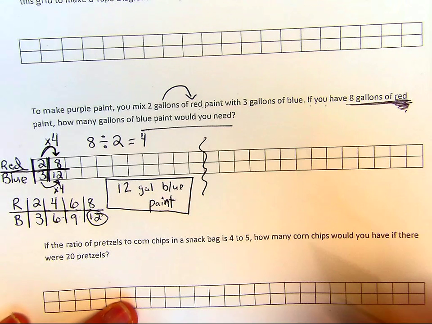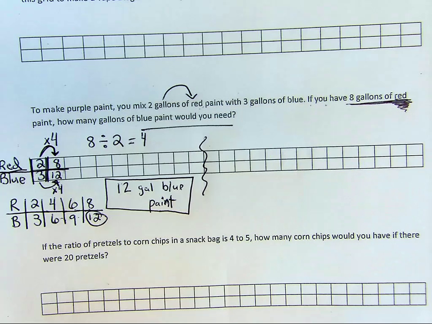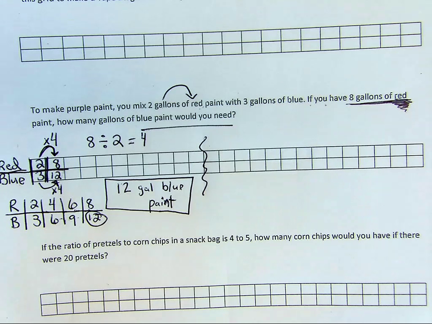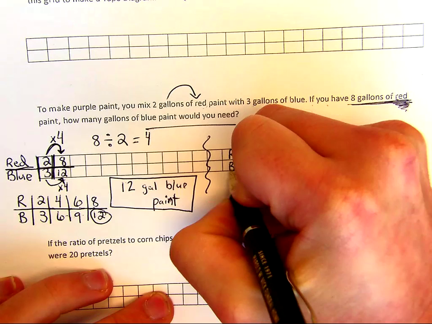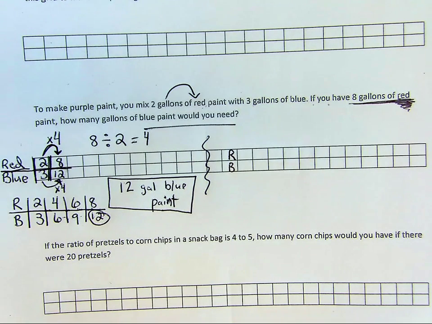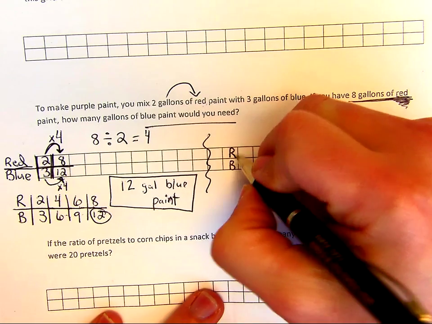A different strategy, maybe for you, the tables aren't something that you really like. So I'm going to show you a different strategy. I'm not going to make you keep writing this down, but I want you to write this one down for me so you have at least an example of it. So we have red paint and blue paint. This is called a tape diagram. And a tape diagram is similar to a table, but it's more of a visual representation of what's happening.